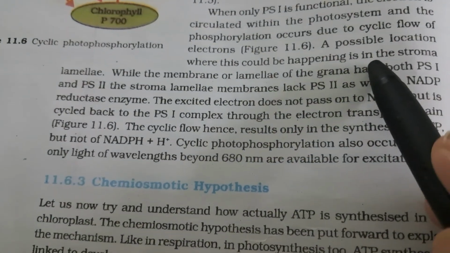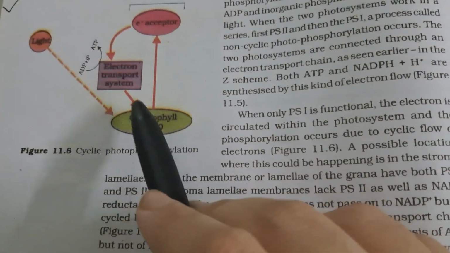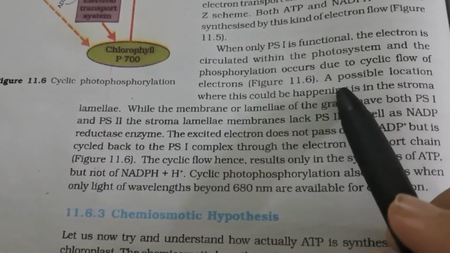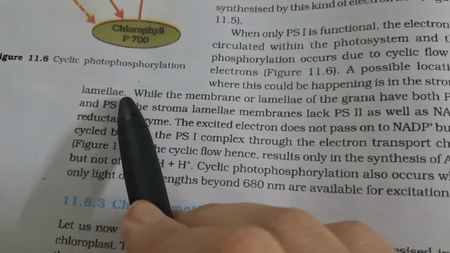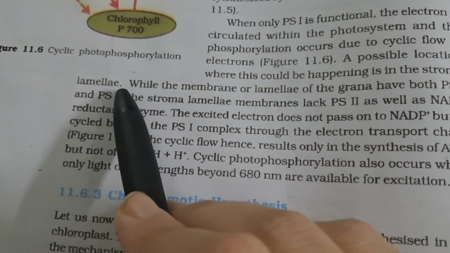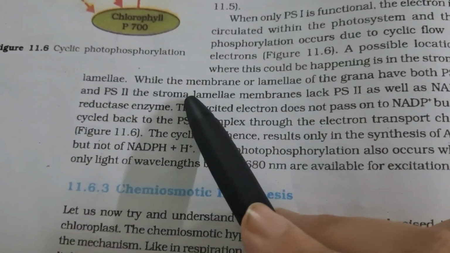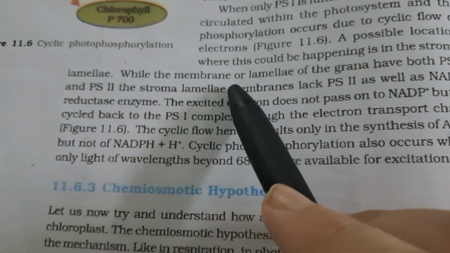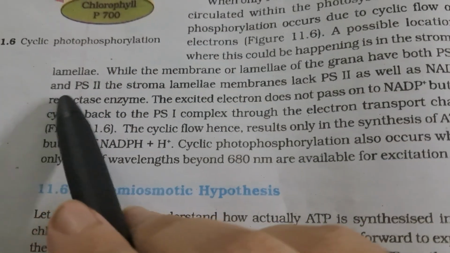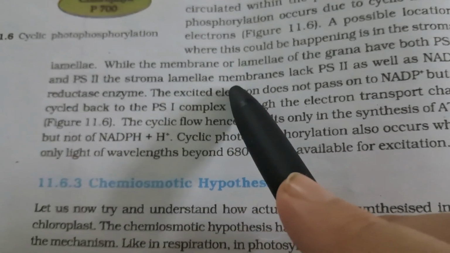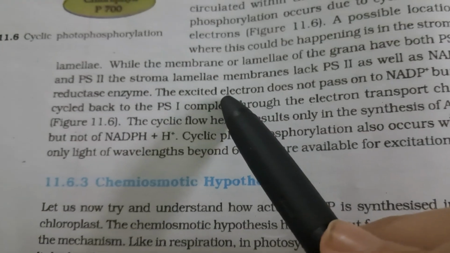So now we are in the cyclic. Whenever we are in cyclic photophosphorylation, it will take place in the stroma lamella, and non-cyclic will take place in the grana. You can write it down here somewhere, as I have mentioned. The membrane or lamella of the grana has both PS1 and PS2. Stroma lamella lacks PS2 and lacks NADP reductase enzyme, as I have already mentioned.